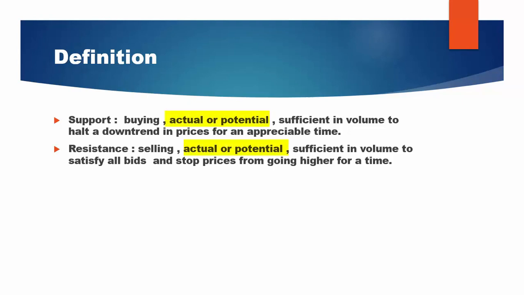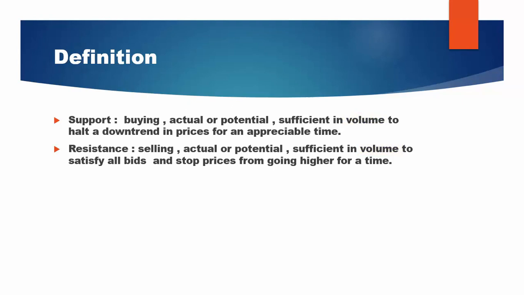Actual or potential. This shows us that we can expect some levels potentially to be support or resistance, and it's an advantage for us in predicting the future movements of price. Sufficient in volume. This shows us that volume is an important point for estimating potential support and resistance zone.